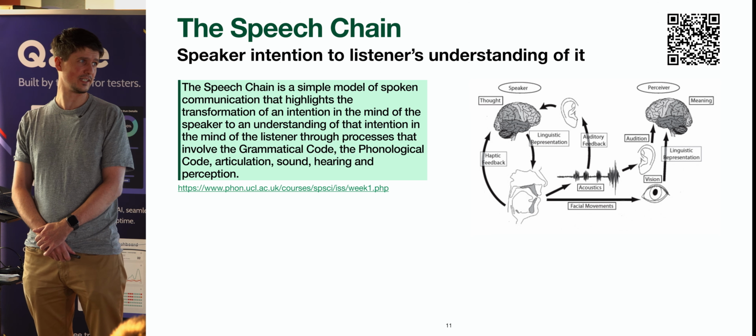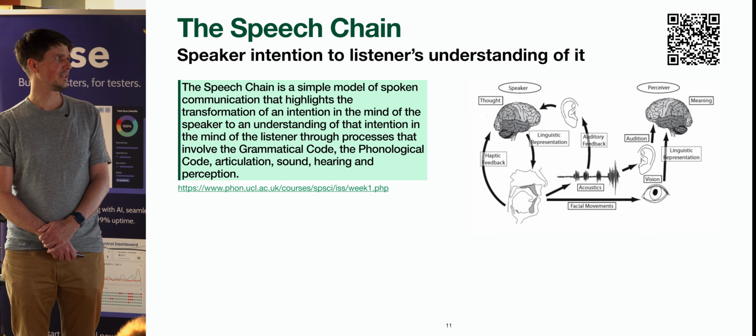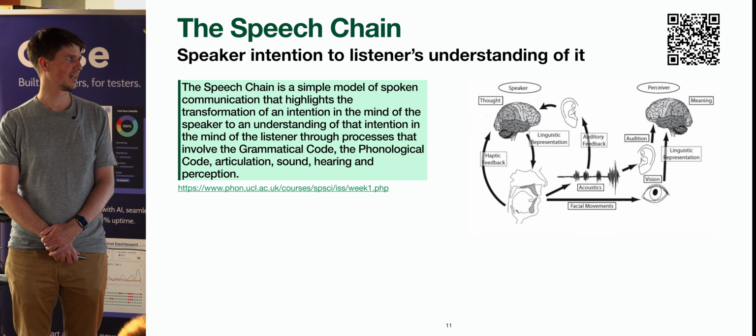I found this speech chain, and it's really interesting, and I just want to read this quote to you. The speech chain is a simple model of spoken communication that highlights the transformation of an intention in the mind of the speaker to an understanding of that intention in the mind of the listener through processes that involve the grammatical code, the phonological code, articulation, sound, hearing, and perception. So what this means is I'm a speaker here, and I have thoughts in my head, and thoughts are a really abstract thing. And to communicate that to someone else, the listener or perceiver in this case, I have to formulate that thought in my head into language and then speak that language essentially.